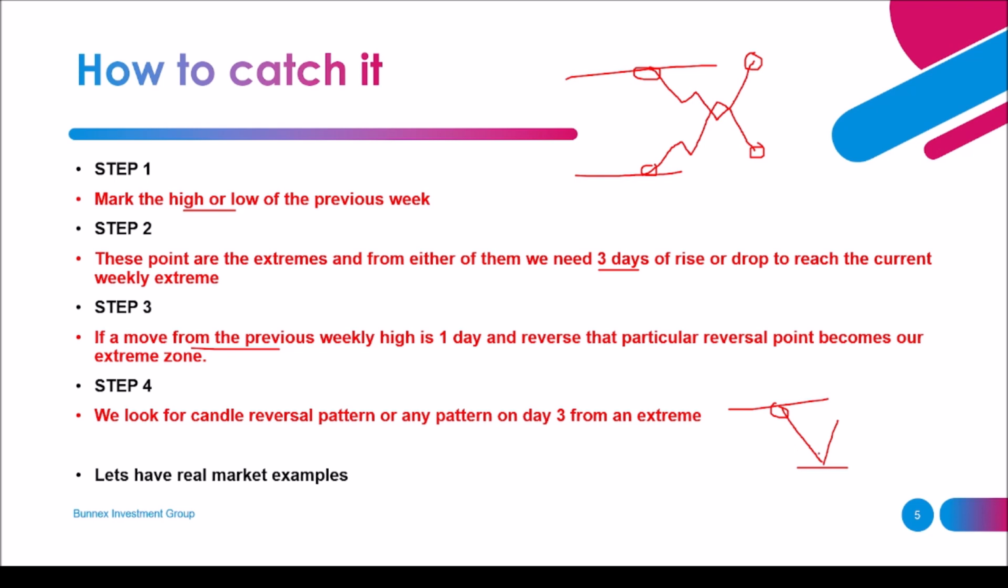Therefore, that particular reversal point becomes our extreme zone. This becomes our extreme, where we start counting the 3-day cycle to reach the current weekly extreme. So we look for a candlestick reversal pattern or any pattern on day 3 from a validated extreme. Let's have real market examples.